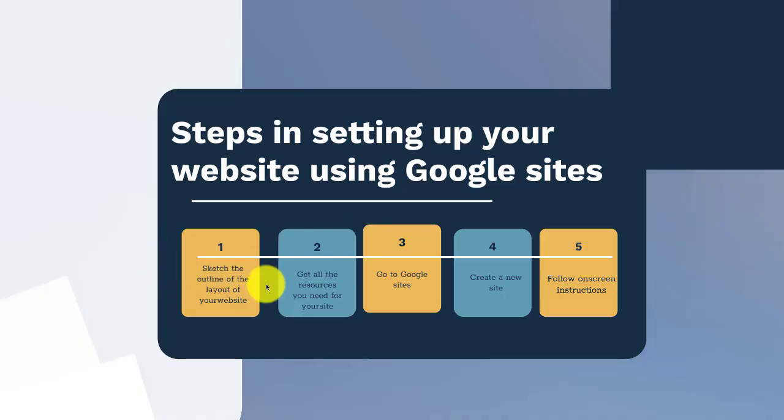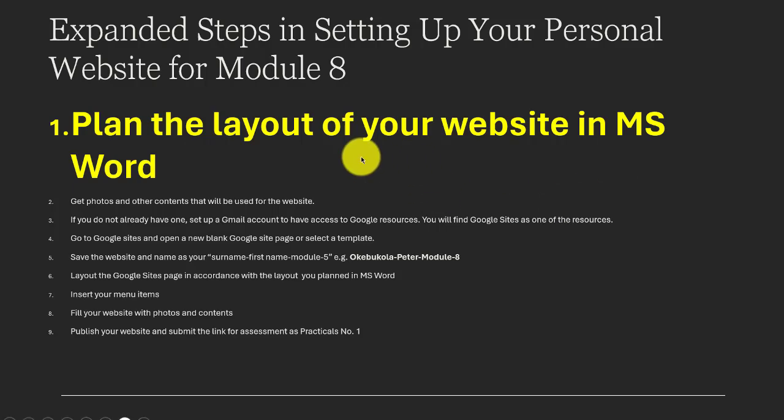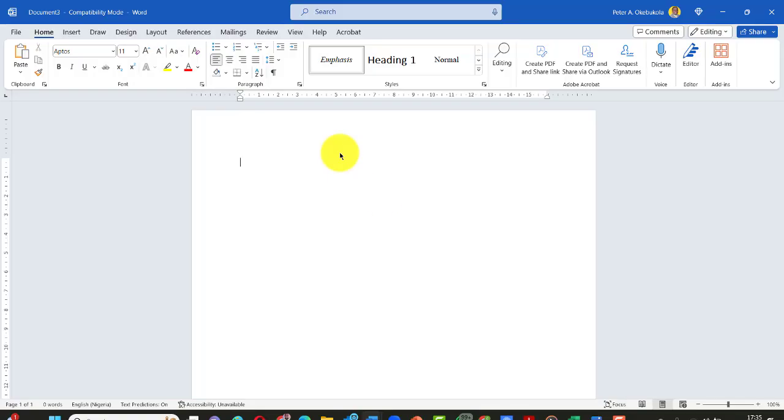So the first thing you do is to sketch the outline of the layout of your website and the rest. So let's do it practically. I've expanded the steps to 9, and the first one is to lay out the website in Microsoft Word. So you want to have the layout. So let's see how that goes.